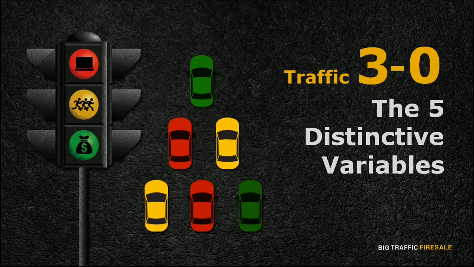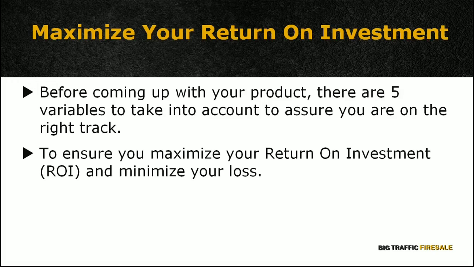Hey there, and welcome back. In this module, you'll learn the 5 distinctive variables that will ensure a successful online campaign. Before coming up with your campaign, there are 5 variables that must be taken into account to assure that you're on the right track. It's also to ensure that you maximize your return on investment and minimize your losses. That's what defines a strategic business owner.